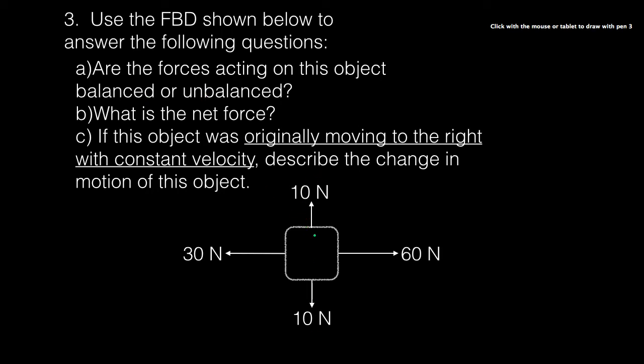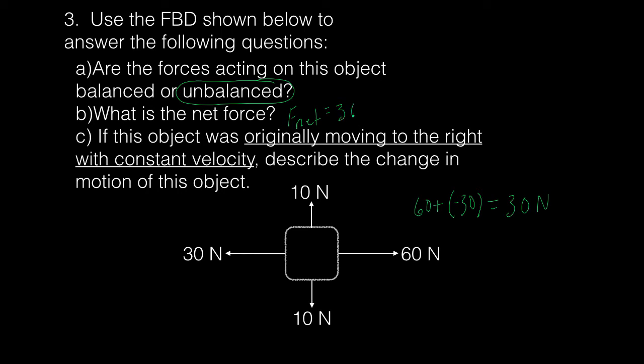If you look at the up and down direction, we got 10 up, 10 down, so those are balanced. But if you look at left and right, now we have 60 to the right, which is positive, and 30 to the left, so that's like adding a minus 30. And so you're going to see a total, if you added them together, of 30 newtons. Okay, so the forces acting on them are unbalanced. There is a net force in this situation, so force net is equal to 30 newtons. And it's positive 30 newtons, so that tells you that it's going in the right direction.